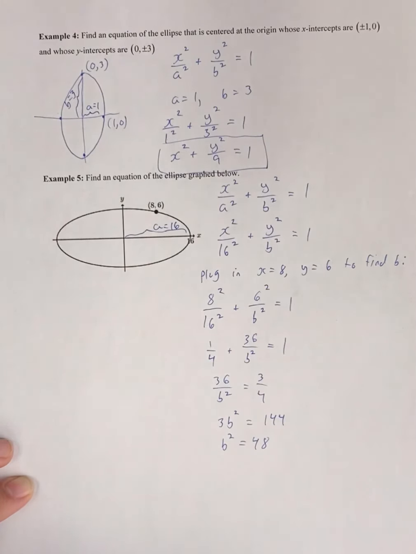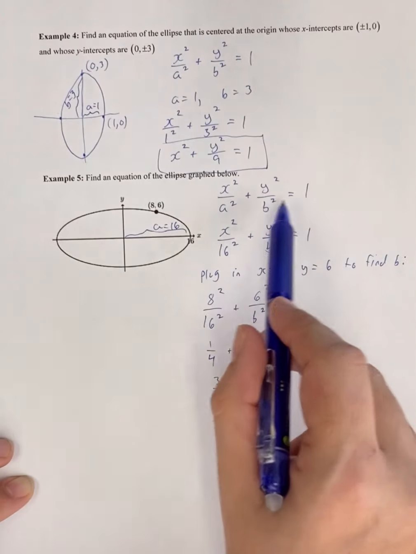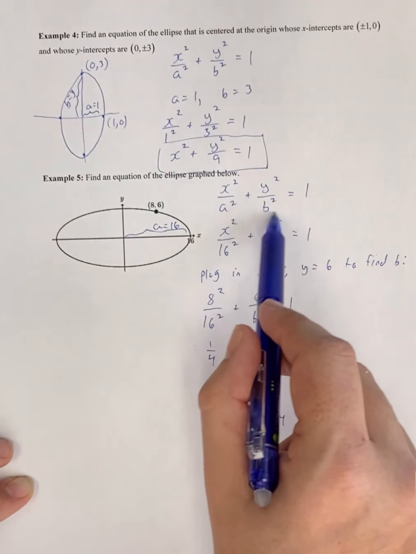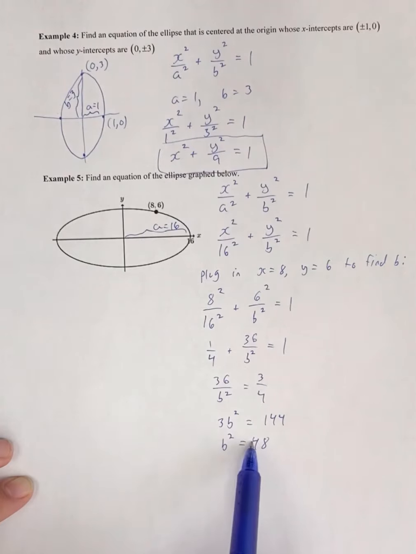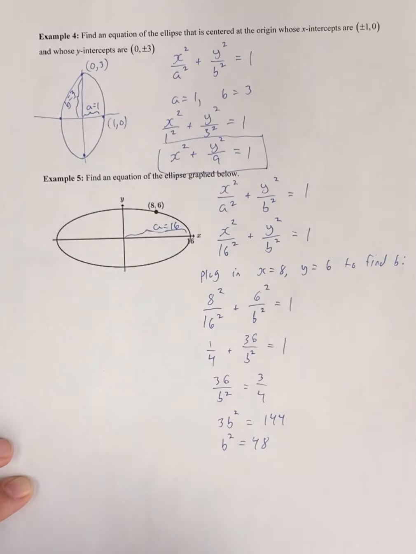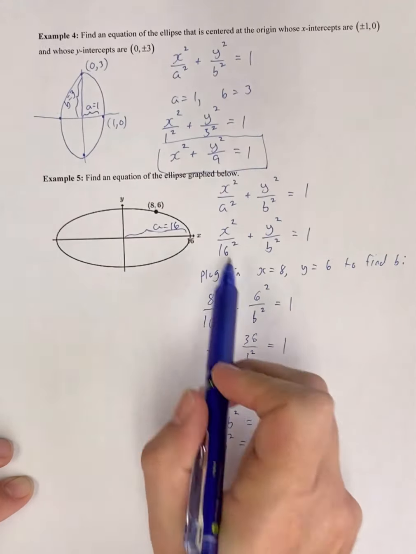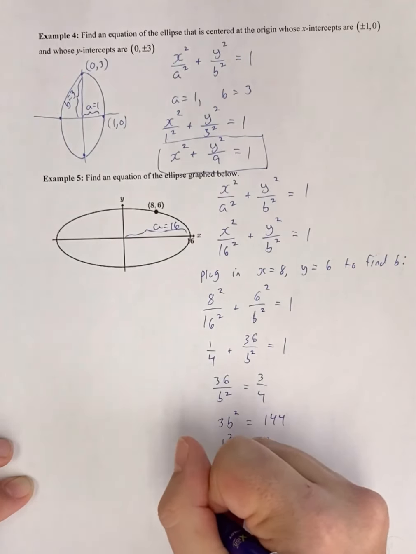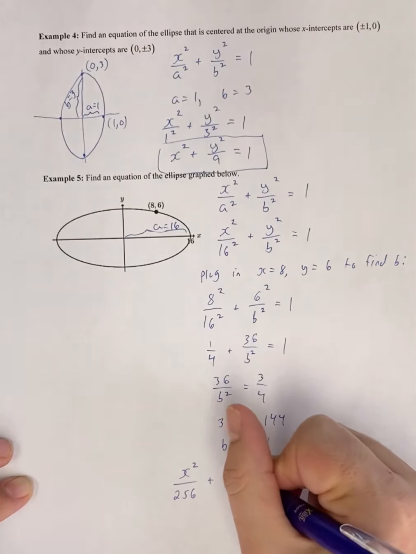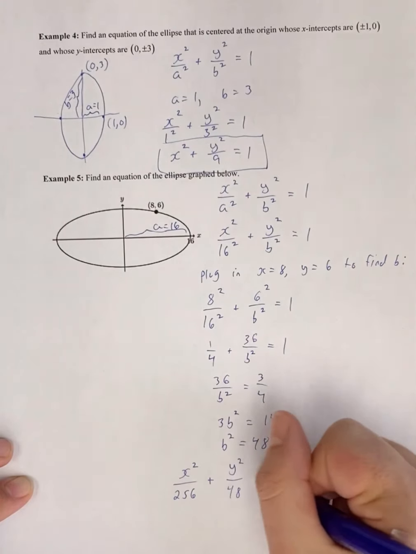So b itself equals the square root of 48, but I don't even need to know that or write that down, because remember, our goal is to just fill in this equation, and this denominator just requires having what b squared is. And I already have that b squared is 48. So let's just leave it like that and substitute this in directly to this equation right here. So my answer then is that the equation of this ellipse is x squared over 16 squared, which is 256, plus y squared over b squared, which we just found is 48, and that equals 1.